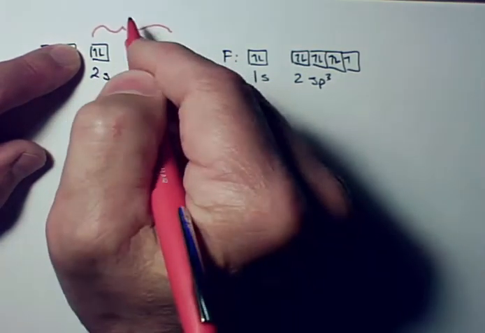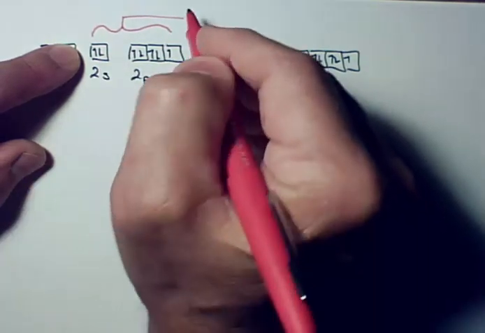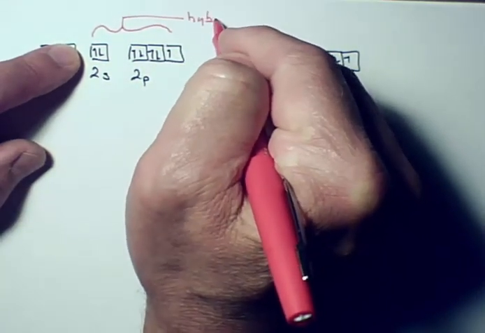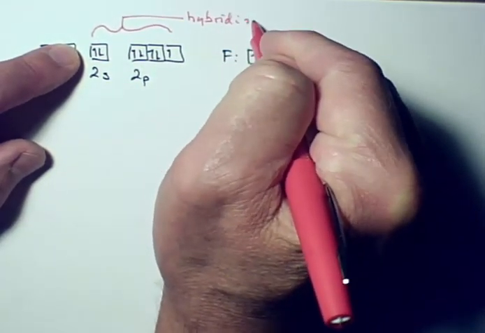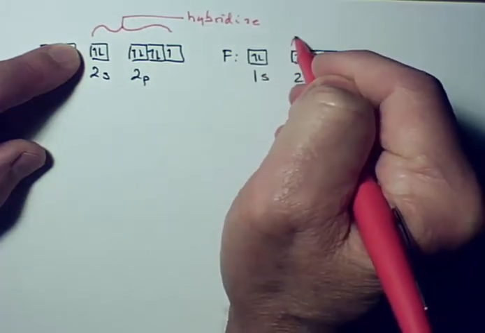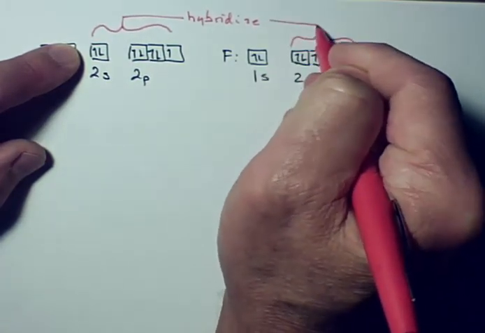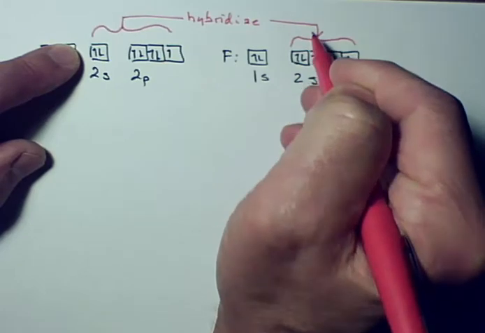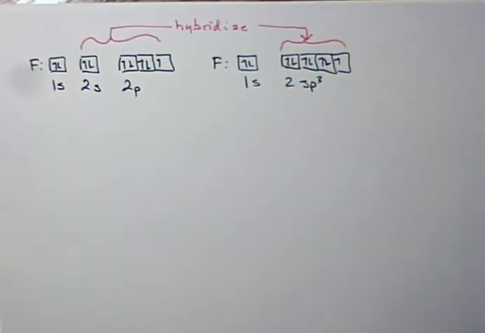So we've hybridized this set into this set. Okay? Got that? And that's what we're doing in terms of orbital notation.